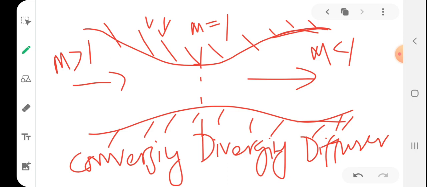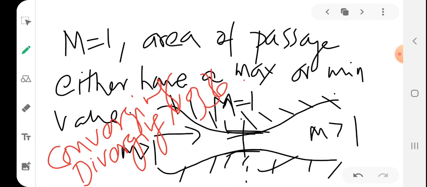So students, you have to remember the facts that a nozzle can be converging, diverging, or converging-diverging based on the flow conditions or the flow Mach number. Similarly, a diffuser can be converging, diverging, or converging-diverging based on the flow Mach number. Very important.